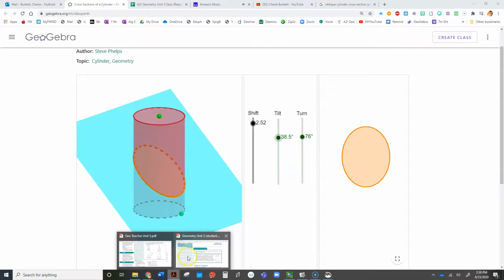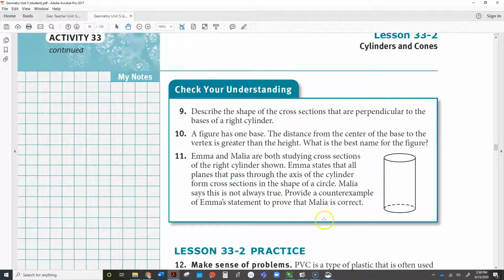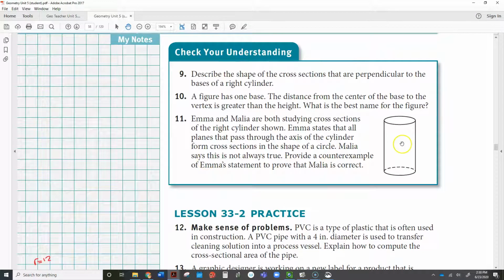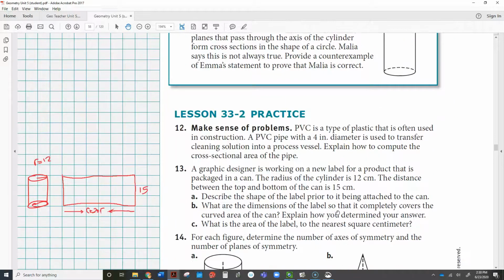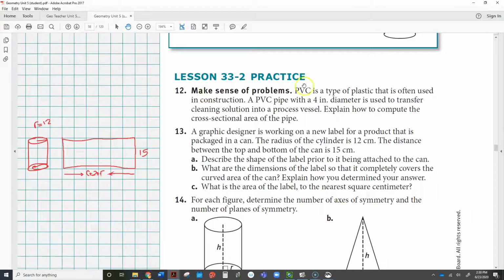Okay, the next question, provide a counterexample. We did an ellipse. So make sense of the problem. PVC is a type of plastic that is used in construction. A PVC pipe with 4 inches in diameter is used to transfer a cleaning solution into a process vessel. Explain how to compute the cross-sectional area of the pipe.